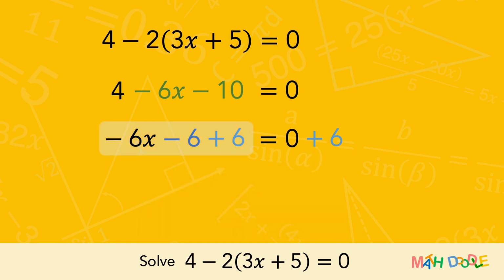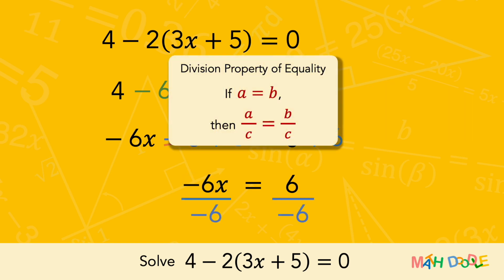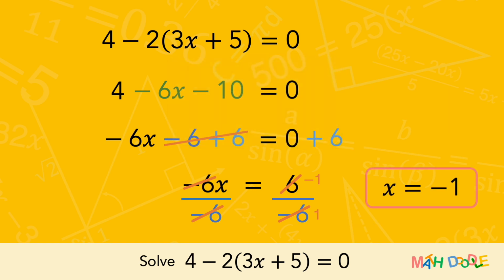After adding 6, the left side of the equation is simplified to -6x. Then, the right side of the equation is simplified to 6. We now have a new equation, -6x equals 6. Now, to solve the equation, we are going to eliminate -6 in front of x. To do this, let's divide both sides of the equation by -6. So, the answer is x equals -1.